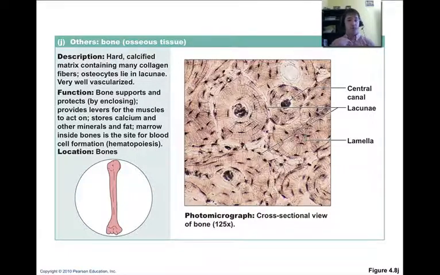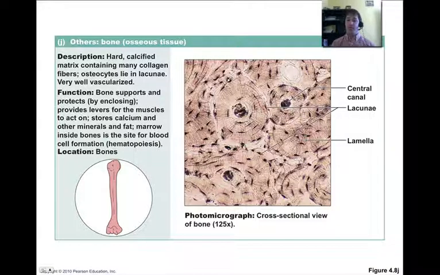Okay, so we're out of cartilage now and into bone. Another word for bone is osseous tissue. So this is another complete class of connective tissue. It differs from cartilage in that it's a hard calcified matrix containing many collagen fibers, and the osteocytes, the cells, lie in these lacunae or pits or holes, and it's very well vascularized. It has a much better blood supply than cartilage does.